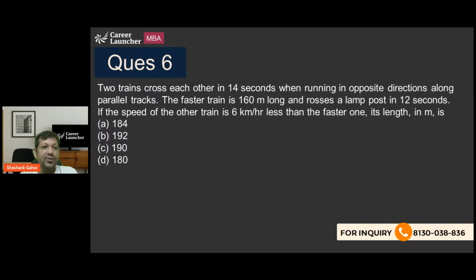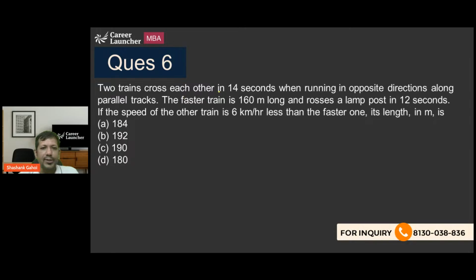Now let's start the next one. What does it say? Just now I told you that when two trains cross each other, the distance they cross is going to be L1 plus L2, that is the length of both.